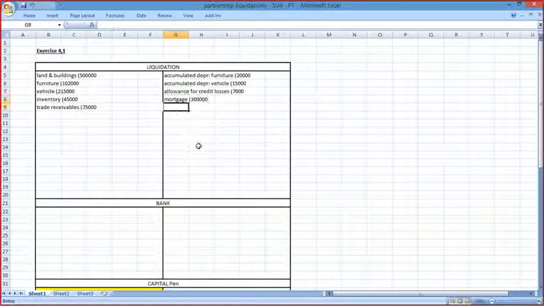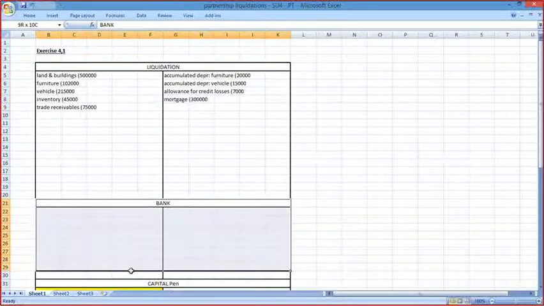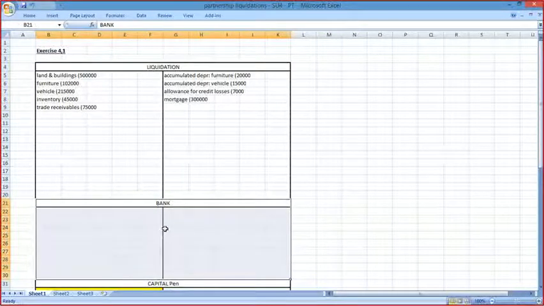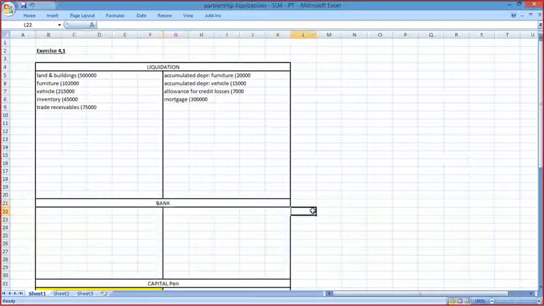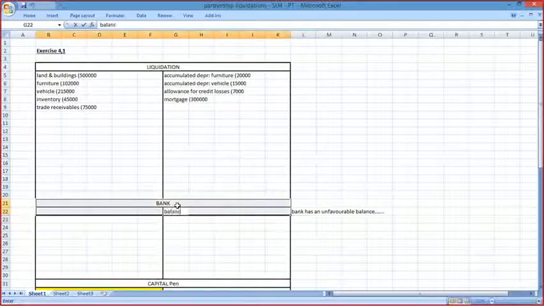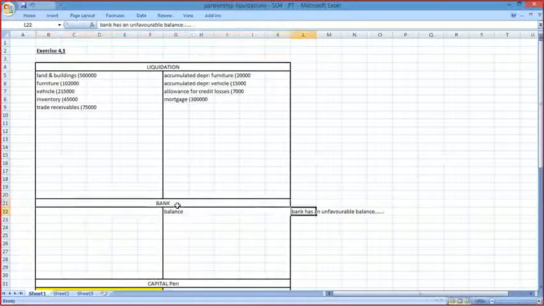Okay, next. Bank overdraft. What is it? That's a liability. Yes, but it's specific to which account? The bank account. Yes. Okay, so bank overdraft. It has an unfavorable bank balance. Okay, so where do I put unfavorable bank balances in the bank account? On the credit side. Good. What was the amount? 90,000. Great.